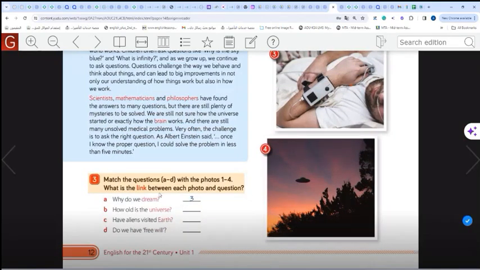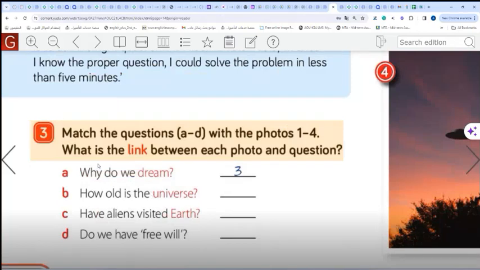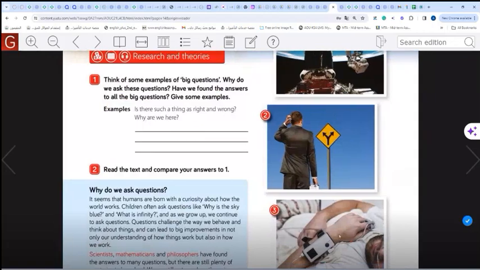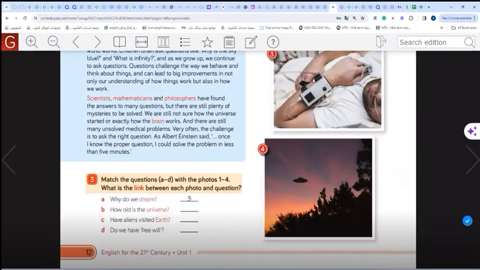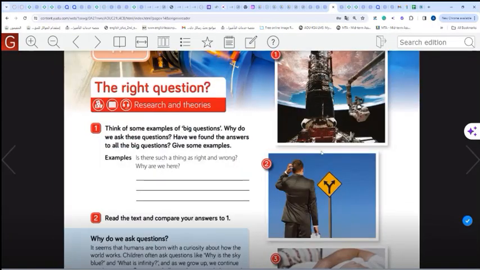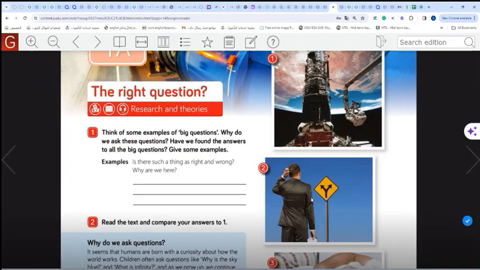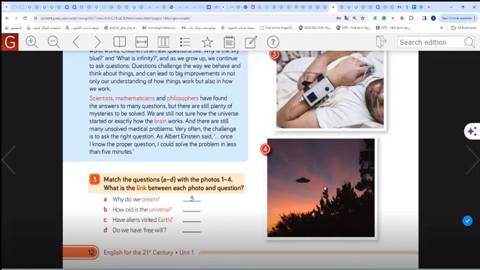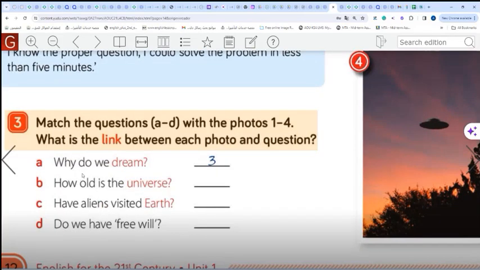What about, look at this exercise. I mean exercise 3. Match the questions from A, B, C, D with the photos here, I mean 1, 2, 3, and 4. Okay, dear students, we have 4 photographs here. Hope that you could see them. Then we have 4 questions.